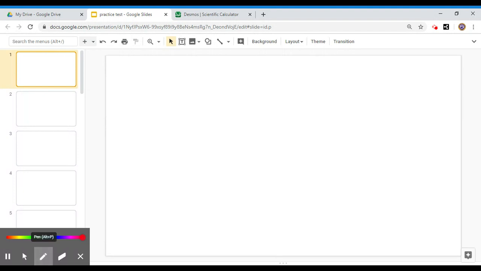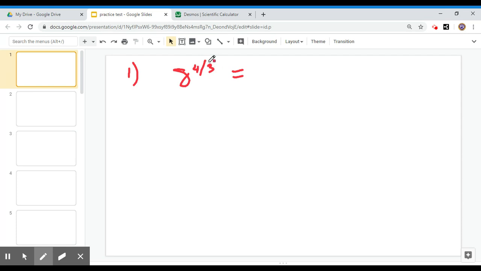So first question, we had to simplify 8 to the 4/3 power. The way I would do this is first rewrite it as a radical. Since it's 8 to the 4/3, the 3 is in the bottom, so that means it's the root. So cube root of 8 raised to the 4th power.